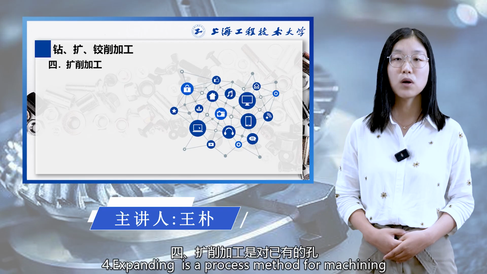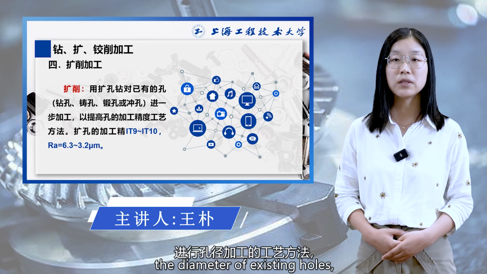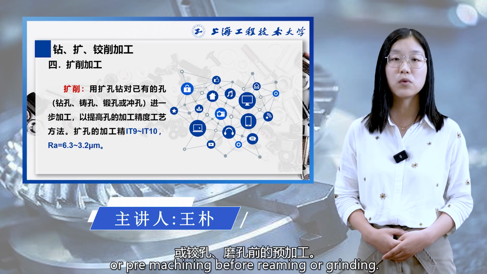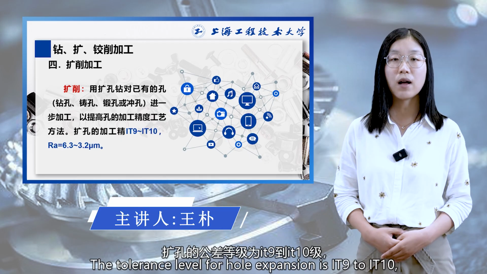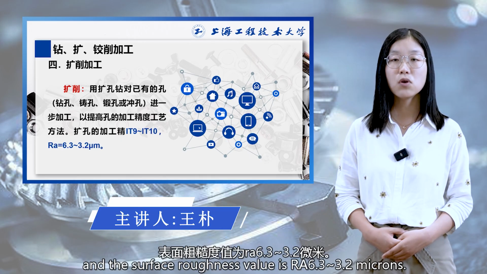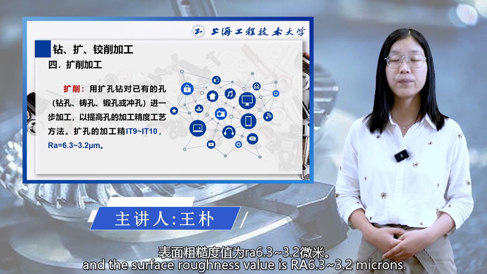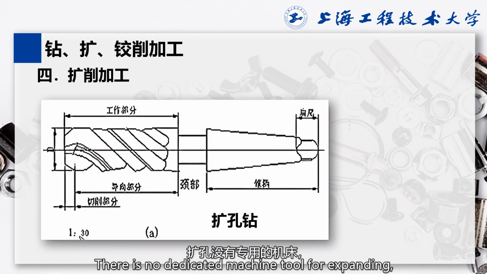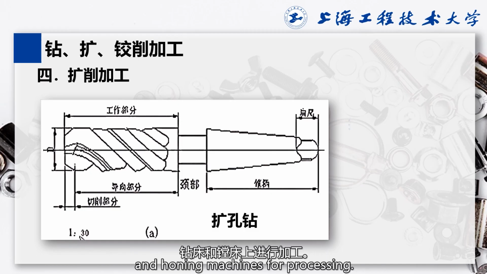reaming. Fourth, expanding is a process method for machining the diameter of existing holes, which can be used for final machining of holes or pre-machining before reaming or grinding. The tolerance level for hole expansion is IT9 to IT10, and the surface roughness value is Ra 6.3 to 3.2 microns. There is no dedicated machine tool for expanding, and the reamer can be installed on milling machines, drilling machines, and boring machines for processing.